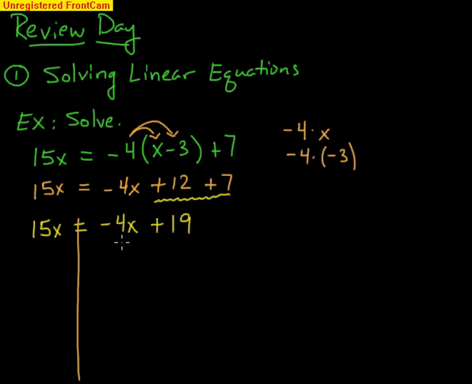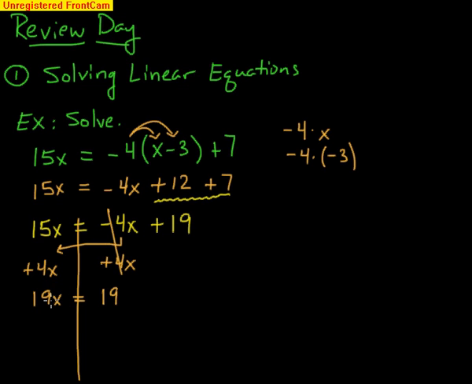Let's move the 4x over here. To move it, we have to do the opposite of it. This is a minus 4x. Let's add 4x to both sides. Right? If I do it to one side, I have to do it to the other. So what do we get? 15x plus 4x is 19x. On this side, the 4x's cancel, and we bring down the 19.